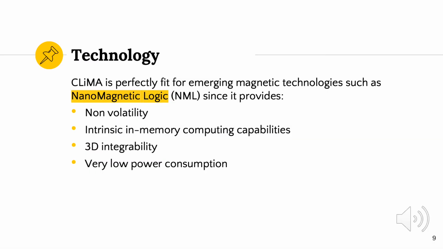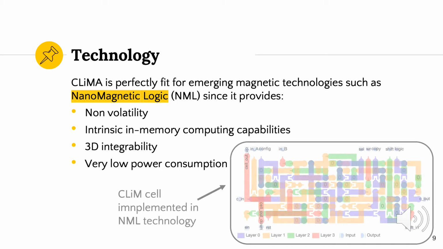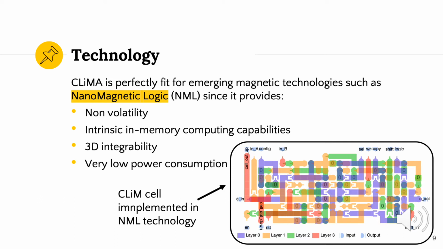In terms of implementation, CLIMA is perfectly fit for emerging magnetic technologies such as nanomagnetic logic. This technology, in fact, provides at the same time non-volatility, intrinsic in-memory computing capabilities, 3D integrability, and a very low power consumption. So for all these reasons, CLIMA was implemented by using the NML technology, and this picture shows the NML layout of the single cell.